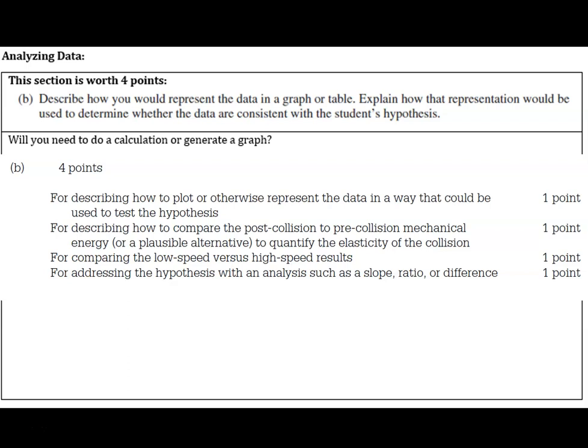1 for describing how to plot or represent the data. 1 for describing how to compare the post and pre-collision mechanical energy. And when I said "or suitable proxy" in the original video, this is what I meant. Suitable proxy means that I am not actually plotting the velocities. I'm plotting height instead of velocity. My height is a proxy for the velocity that I've shown through my equation.